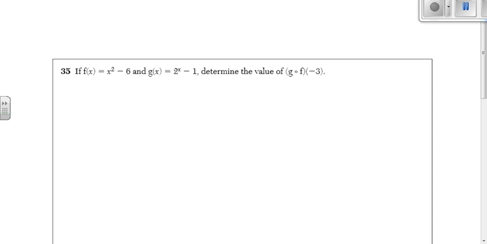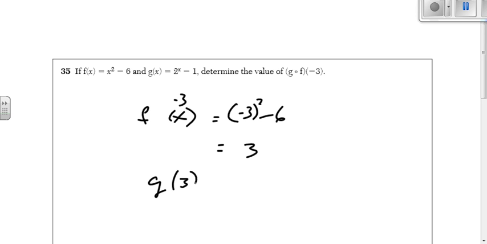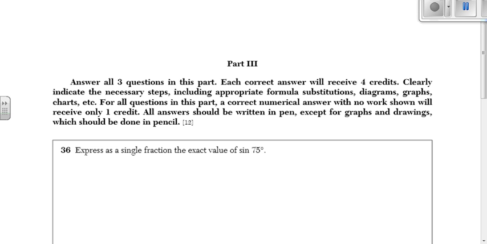Alright, f of x equals x squared minus 6, g of x equals 2 to the x minus 1, we want g of f of negative 3, so we're going to first plug into f. X plus 3 here equals negative 3 squared minus 6. So 9 minus 6 is 3. So now we want g of 3, which we get 2 to the 3rd minus 1. So 8 minus 1 is 7. Final answer. Alright, part 3.